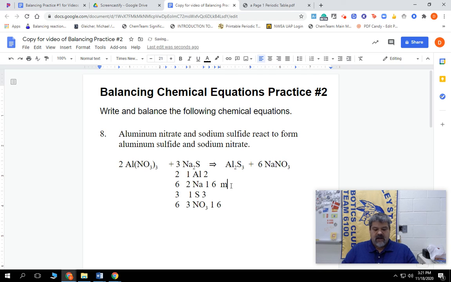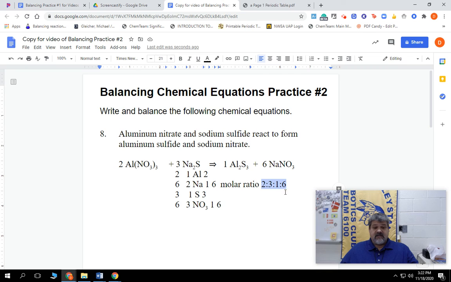So I can go ahead and put in my molar ratio, which is going to be 2 to 3 to 1 to 6. So that's what I have up here. And again, I can put a 1 right there. That's good. I don't have to. We know that it's assumed to be there because I can't put a 0.